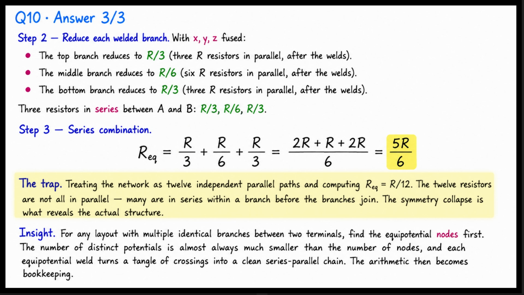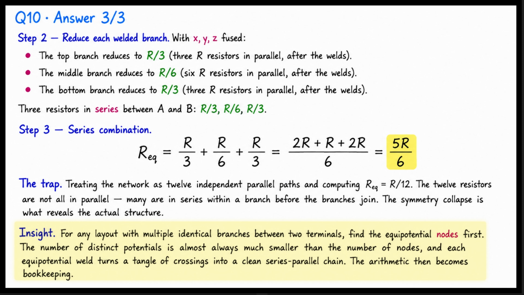The trap is to treat the network as 12 independent parallel paths and compute Req equals R over 12. That arithmetic comes out neatly, but it is wrong because the resistors are not all in parallel. Many of them are in series within a branch before the branches join. The symmetry collapse is what reveals the actual structure as 3 series resistors, not 12 parallel ones.